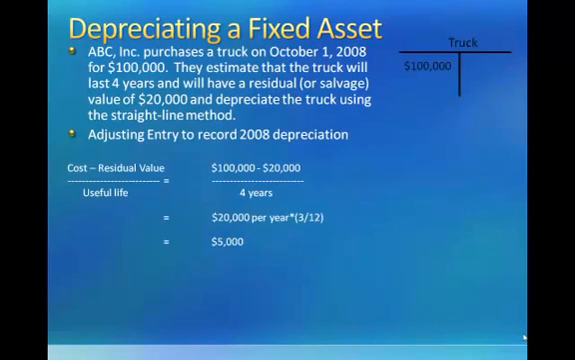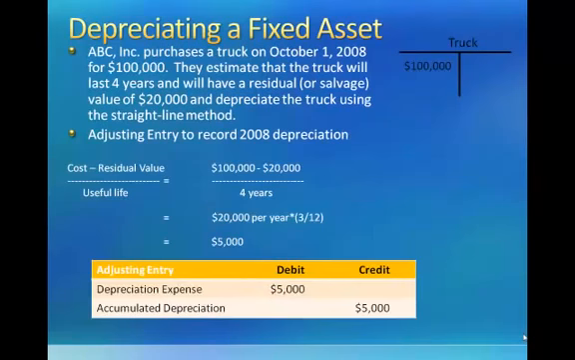The journal entry to record depreciation is a little bit different than the 2 previous journal entries. Rather than crediting the truck account directly, we're instead going to credit an account, a contra asset account known as accumulated depreciation. And the purpose of accumulated depreciation is to accumulate the depreciation on a fixed asset in a separate account so that we can keep the truck at its historical cost.